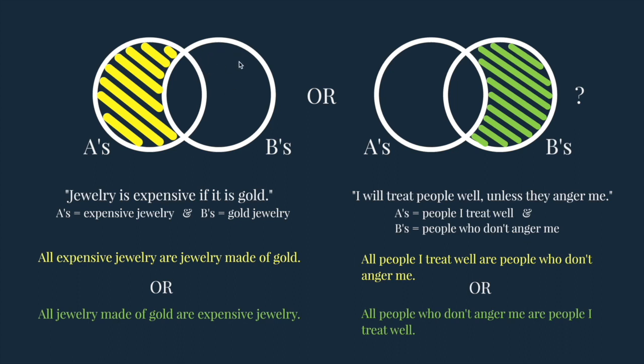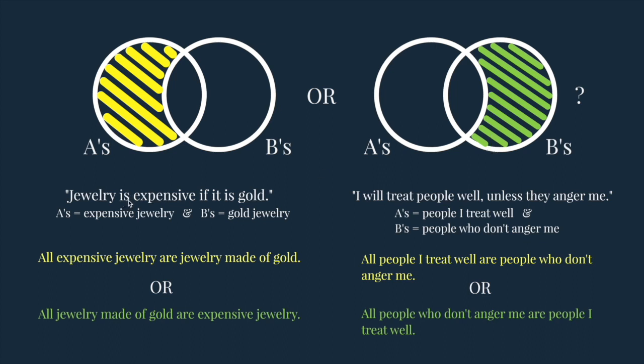I totally have some gold jewelry that is not expensive jewelry, but yet my statement says jewelry is expensive if it's gold. If this jewelry is gold, then it's going to be expensive, but that's not necessarily the case in this Venn diagram. And that might make me think, well, man, I don't think this Venn diagram actually represents this sentence. Let's try this one instead.